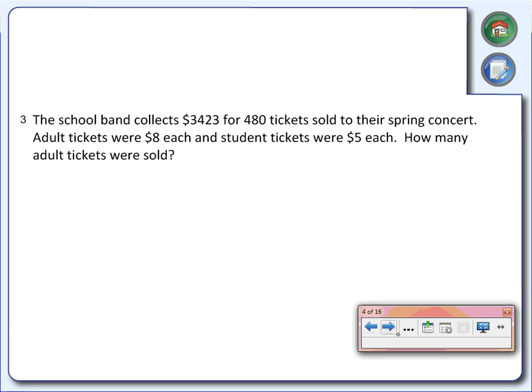Moving on to number 3, it says that the school bank collects $3,423 for 480 tickets. The adult tickets are $8, the student tickets are $5, and we want to know how many adult tickets were sold. So we're going to set up a system here. We know that 480 tickets were sold, so if I add up the adult tickets and the student tickets, they should equal 480.